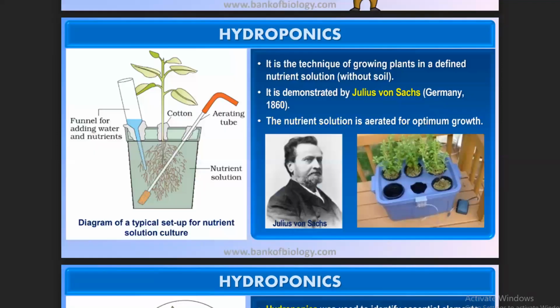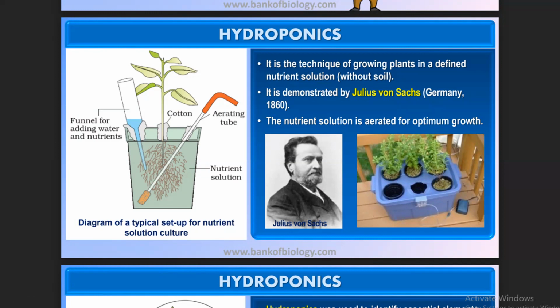Now, this is hydroponics. What is hydro? Water. So hydroponics is a technique of growing plants in a defined nutrient solution. Where do we usually grow plants? In the soil. If I tell you to go and grow one plant, you will directly try to get soil first. But in hydroponics, we grow a plant in a nutrient solution, that is, without soil.